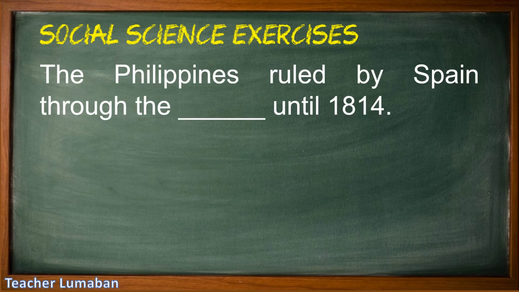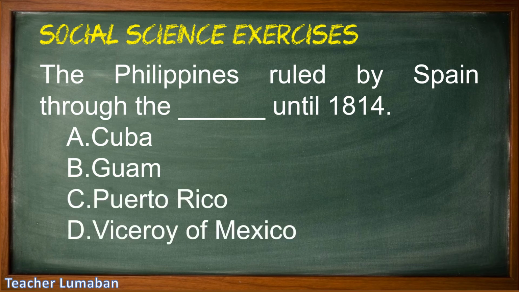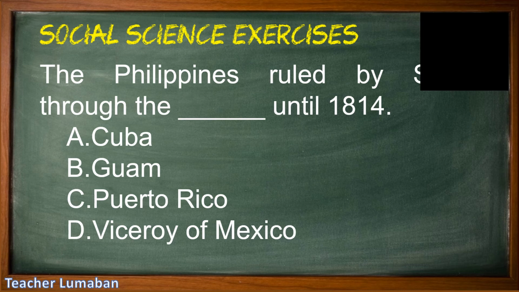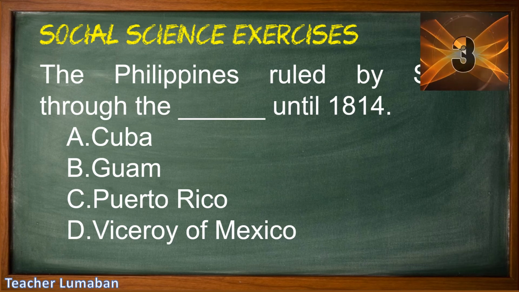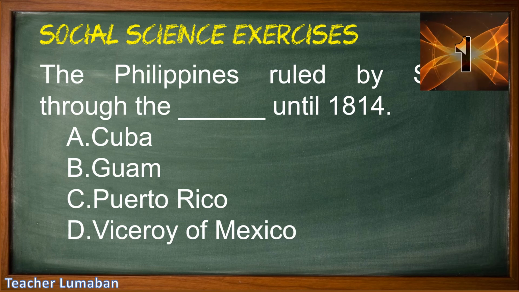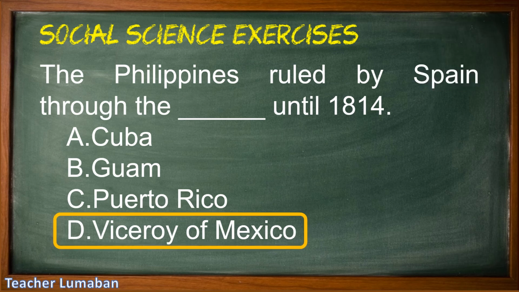The Philippines ruled by Spain through the blank until 1814. Letter A, Cuba. Letter B, Guam. Letter C, Puerto Rico. Letter D, Viceroy of Mexico. Please choose the suitable answer to the following choices in 5 seconds. 5, 4, 3, 2, 1. The correct answer is letter D, Viceroy of Mexico.